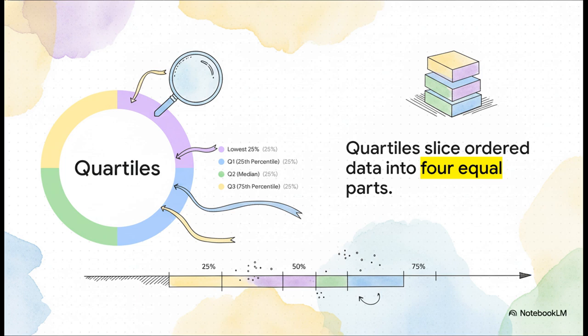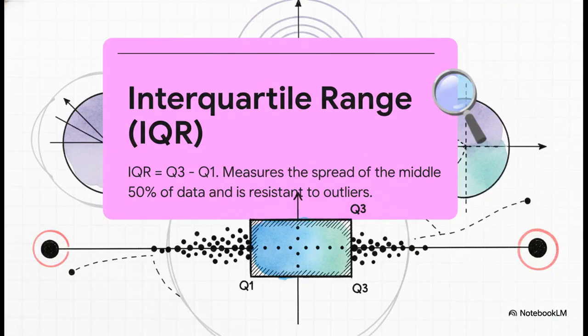So the first quartile, or Q1, that's the 25th percentile. Q2 is the 50th percentile, which you probably already know as the median. And Q3 marks the 75th percentile. Easy. This brings us to a really important concept, the interquartile range, or IQR for short. You just calculate it by subtracting Q1 from Q3.